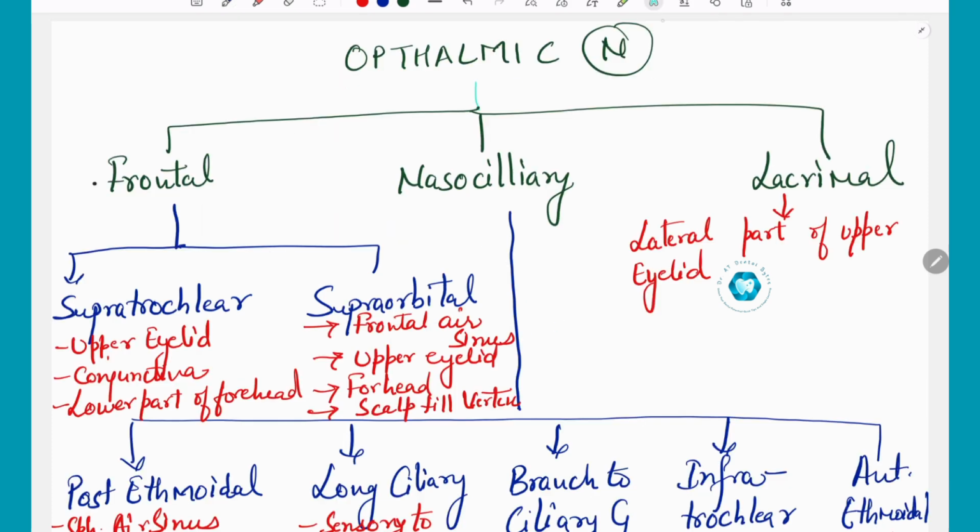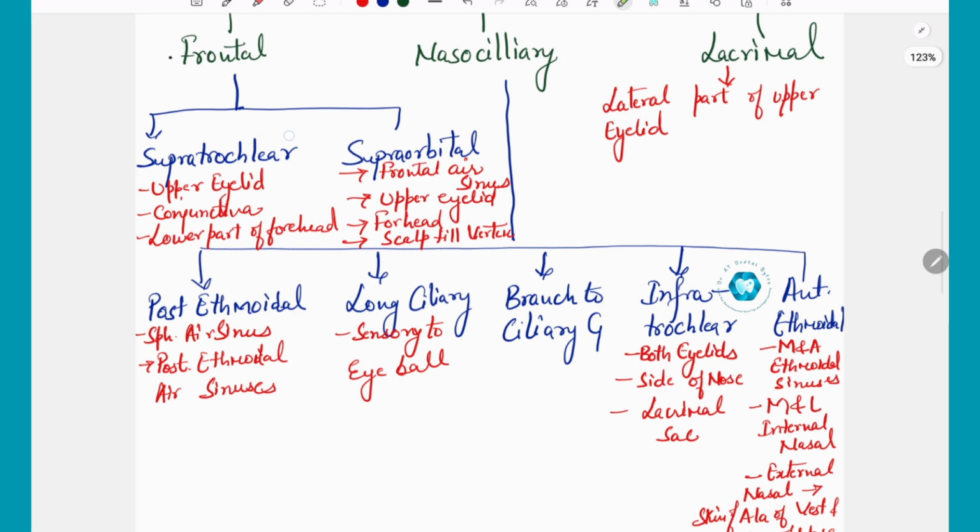Let's learn about the ophthalmic nerve. It's a sensory nerve. It has three branches: the frontal, nasociliary, and the lacrimal. The frontal has further two branches, the supratrochlear and the supraorbital. The supratrochlear supplies the upper eyelid, the conjunctiva, and the lower part of the forehead. The supraorbital supplies the frontal air sinus, upper eyelid, forehead, and the scalp till the vertex.